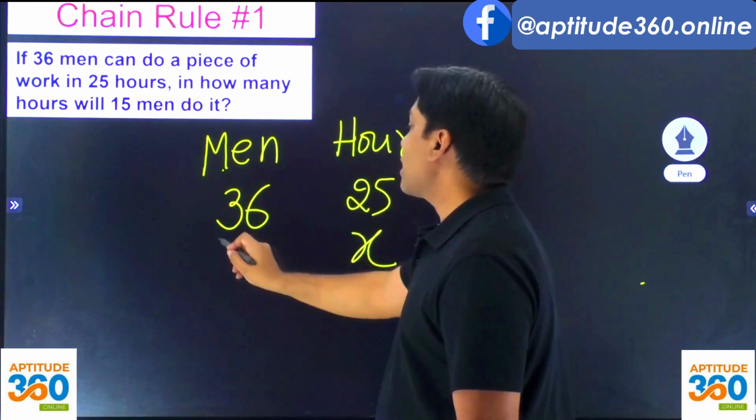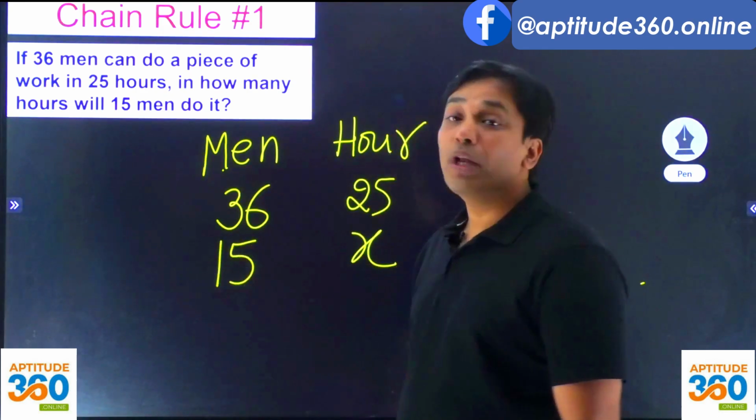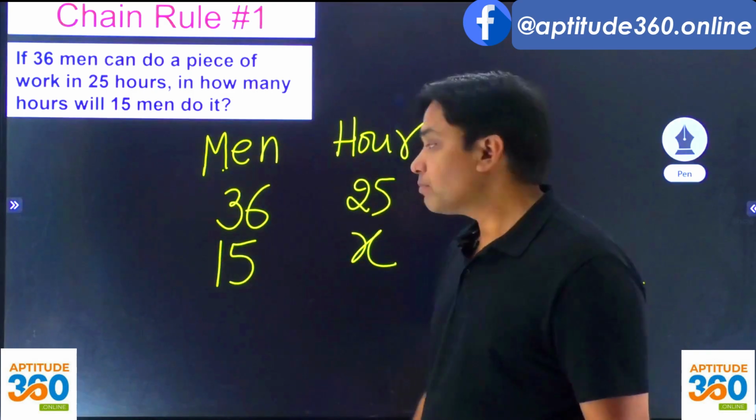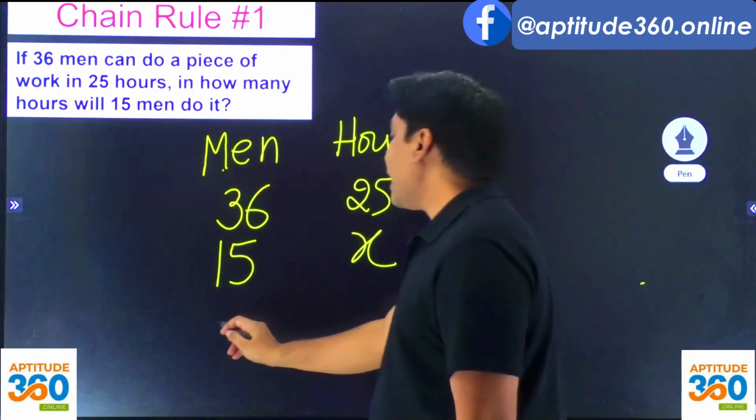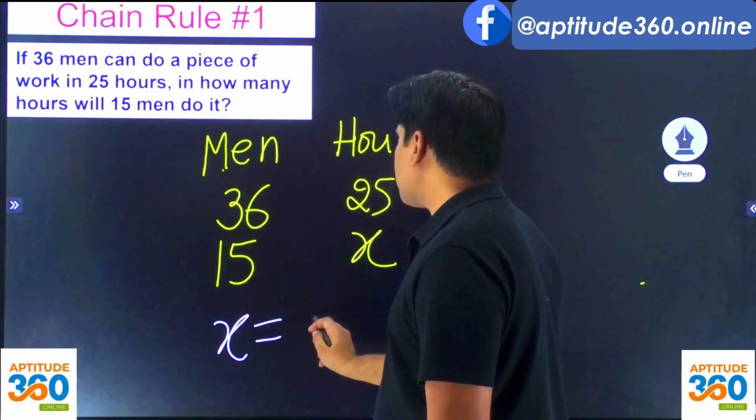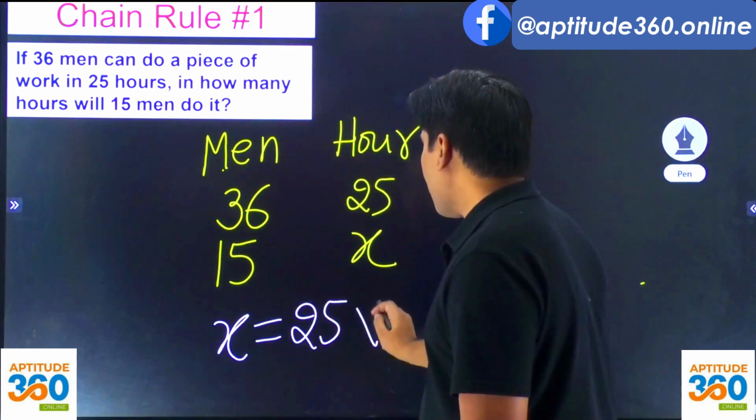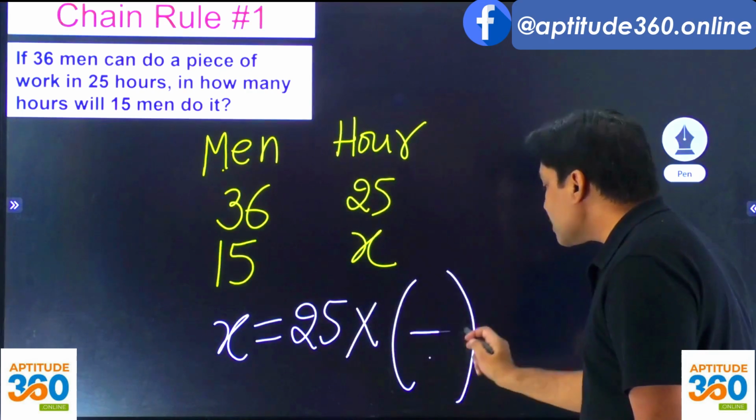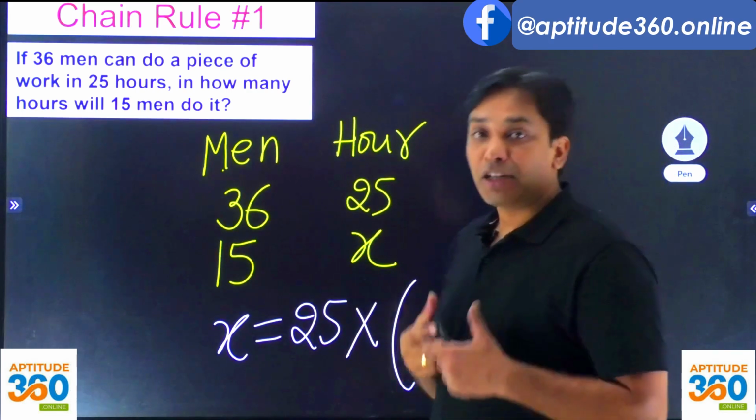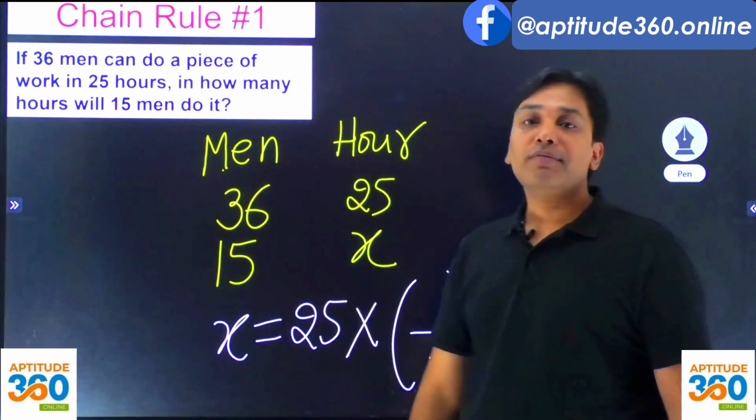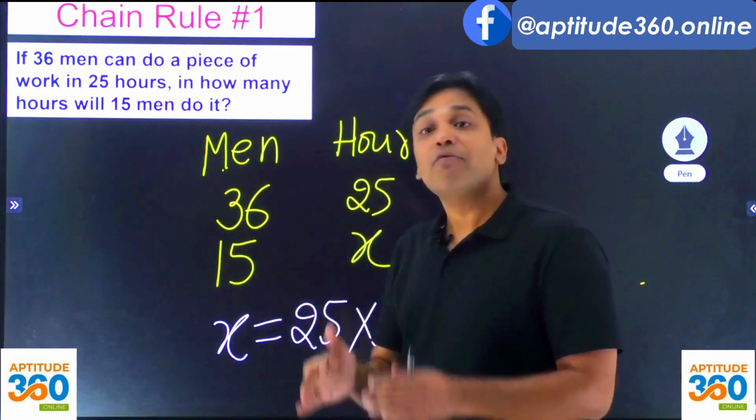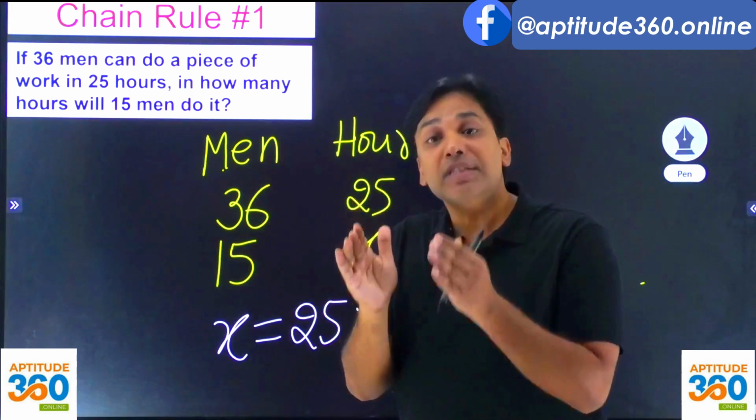15 men will complete the same task. The problem is similar. Now what you have to do here is write x is equal to 25 into a fraction. Now what is the value of this fraction? Understand this. When you have got 36 men, they can finish the work in 25 hours. Now how many men do we have? We have got less number of men. We have got 15 men.